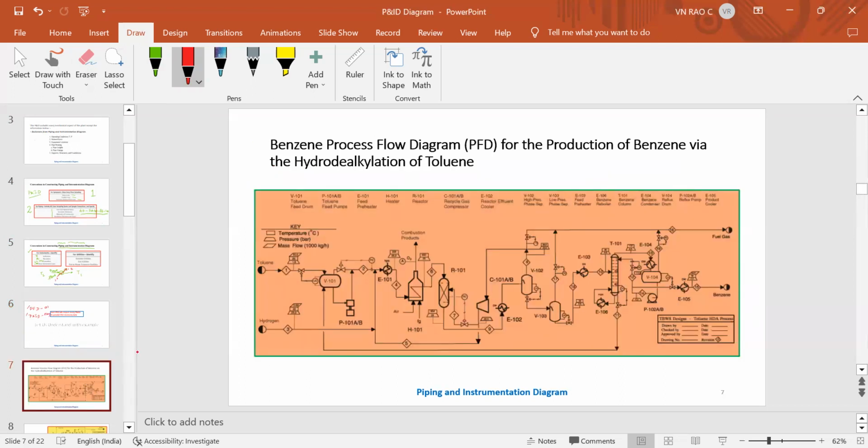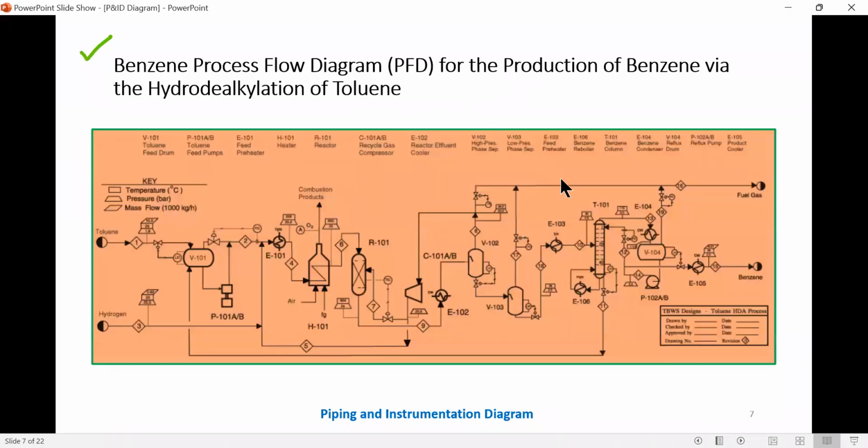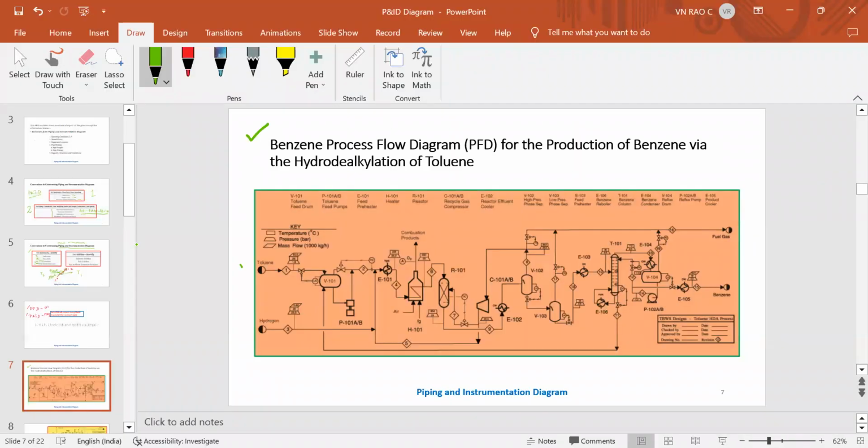Here is the benzene process flow diagram. This is the entire manufacturing of benzene. I've just made it a little bigger. The raw materials here are toluene and hydrogen. The products are benzene and methane, which we call fuel gas.